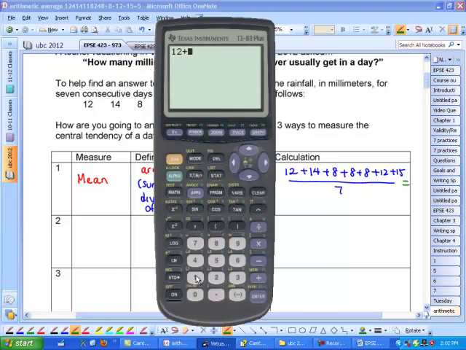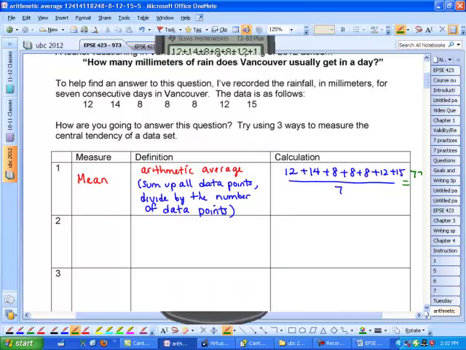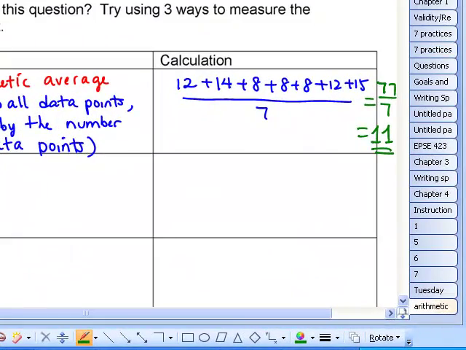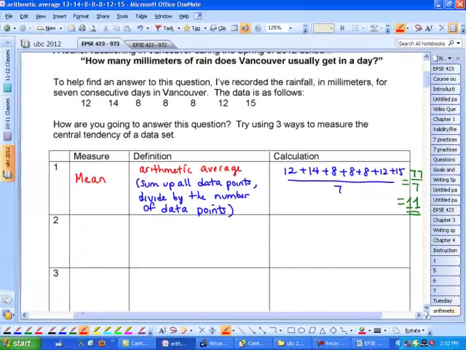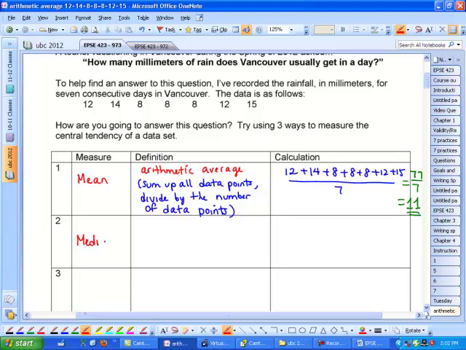12 plus 14 plus 8 plus 8 plus 8 plus 12 plus 15. That's 77. Divide that by 7. For those of you who can do that really quickly in your head, yes, the answer is 11. So I could say, on average, it rains 11 millimeters per day in Vancouver. That's one measure. There's another one called the median.